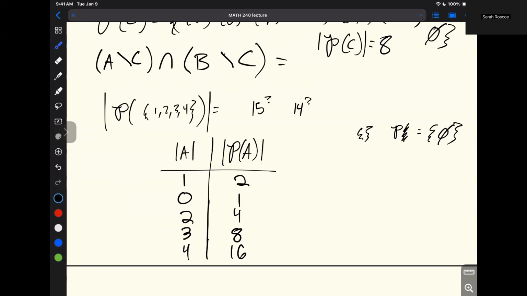Yeah. Say that again. Yeah. So it ends up being 2 raised to the power of the size of our set. So if the size of our set is n, then the size of our power set is 2 to the n.